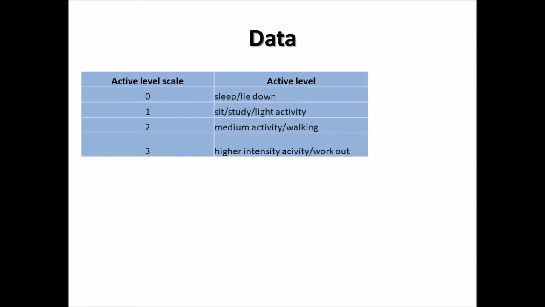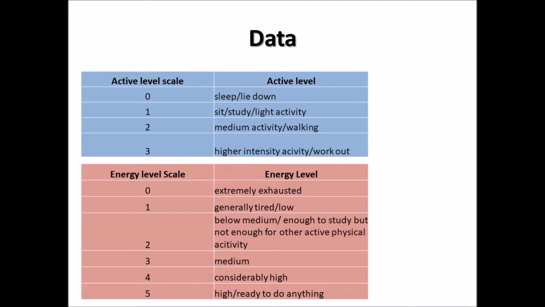First of all, I collected the data. The first data is my active level, which I put on a scale from 0 to 3, with 0 being me sleeping or lying down, not really moving my body, and 3 being very active, such as working out hard or doing something physically intense. The second set of data is my energy level, which I also put on a scale, but it's from 0 to 5, with 0 being completely exhausted or when I am asleep, and 5 meaning I am very energized and I'm ready to do anything.